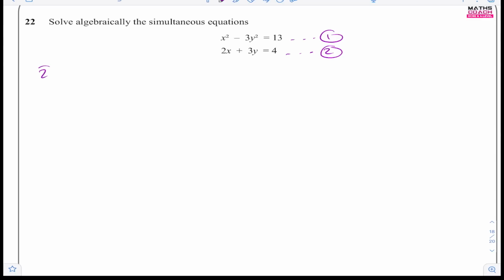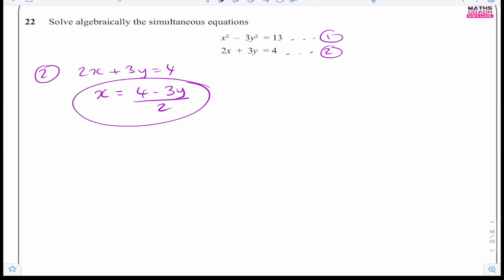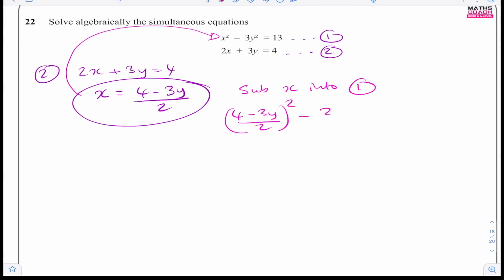So in order to do that, we have 2x plus 3y is equal to 4. I'm going to take the 3y to this side, and then I'm going to divide by 2. So that will give me x is equal to (4 minus 3y) divided by 2. So now I have x as the subject. Next, I will just take my value of x and substitute it into equation 1 right there. So sub x into equation number 1. So I get ((4 minus 3y) over 2) squared minus 3y squared is equal to 13.